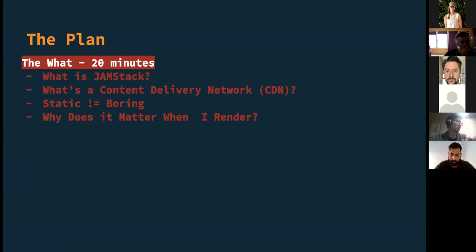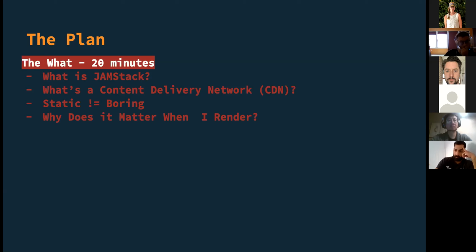First, we're going to look at the what. What is JAM? It's JavaScript, APIs, and Markdown. What's a content delivery network? After some basic definitions, we'll look at that term of CDN and why it's so important to the JAMStack. Look at the fact that static doesn't have to be boring. We'll look at the true meaning of the word static as it's used by the JAMStack. And we'll talk about why it does matter when you render.